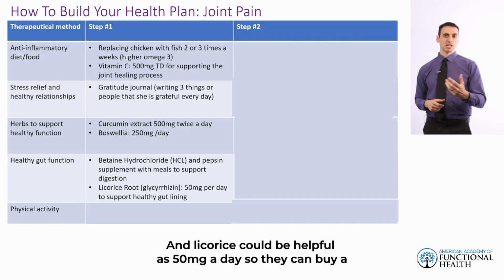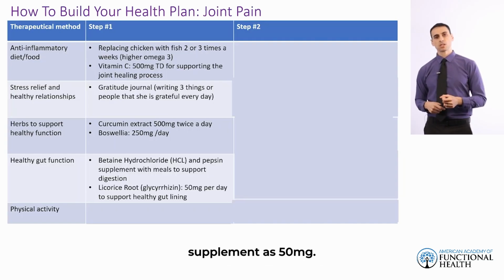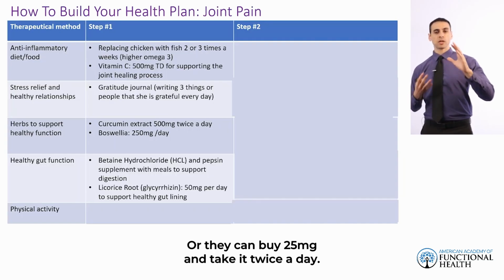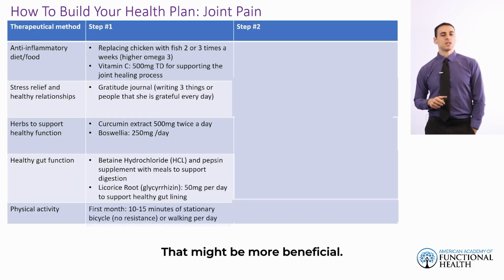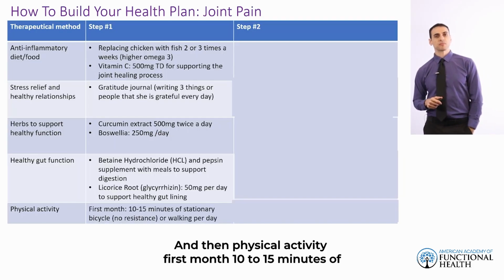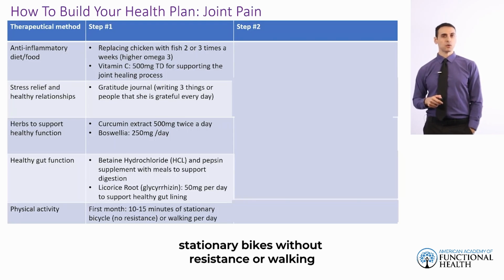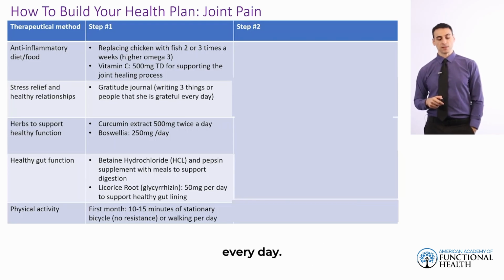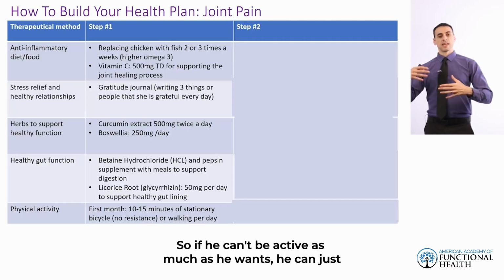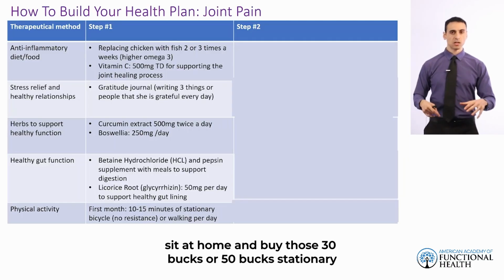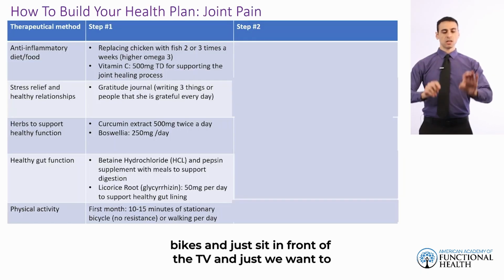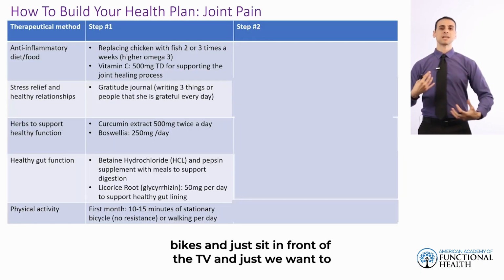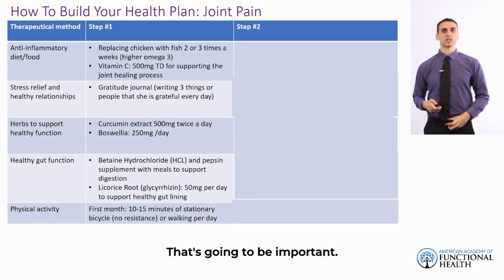So they can buy a supplement as 50 milligrams, or they can buy 25 milligrams and take it twice a day. That might be more beneficial. And then physical activity. First month, 10 to 15 minutes of stationary bikes without resistance or walking every day. So if you can't be active as much as you want, you can just sit at home and buy those $30 or $50 stationary bikes and just sit in front of the TV, and we want to create some sort of movement, right? That's going to be important.